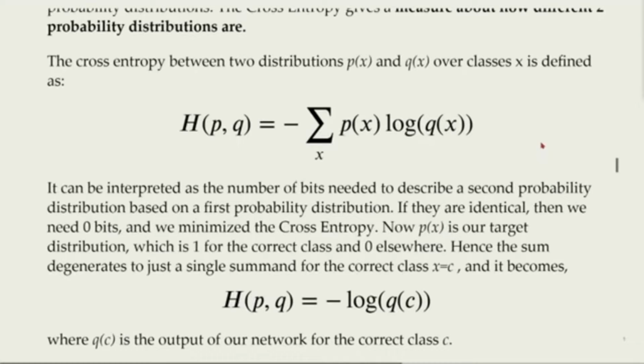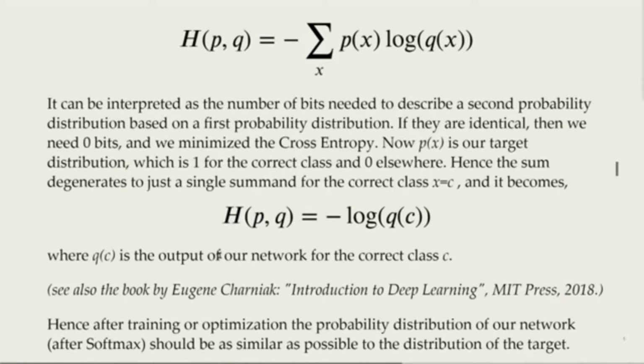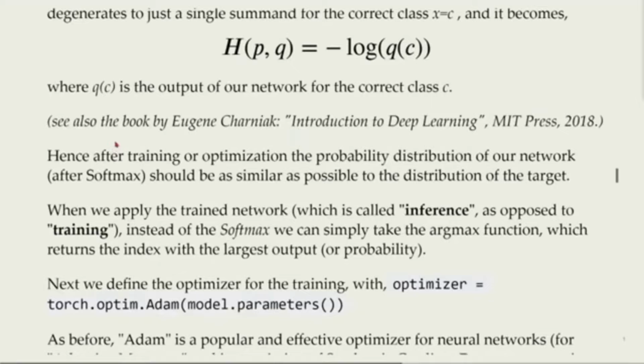Now, P of x is our target distribution, which is 1 for the correct class and 0 elsewhere. Hence, the sum degenerates to just a single summand for the correct class x equals c, and it becomes minus log of the probability Q of c, where Q of c is the output of our network for the correct class c. And you can see more about this in the book Introduction to Deep Learning by Eugene Charniak from the MIT Press. Hence, after training or optimization, the probability distribution of our network after softmax should be as similar as possible to the distribution of the target.